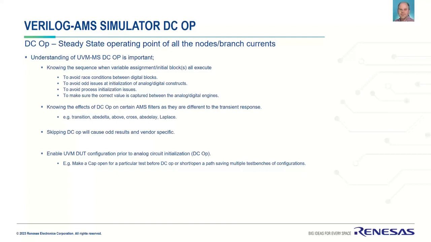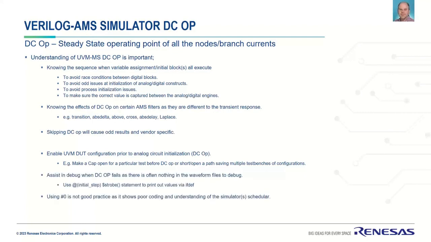What we want to do is enable the UVM DUT to be reconfigured before DC operating point. So this is like you've got a cap, you've got a resistor there, but suddenly you want the resistor to be open for this simulation, or the cap to be a different value. There are techniques that you can do during the build phase of the UVM that allow you to change the value before DC operating point. So it's a neat trick.